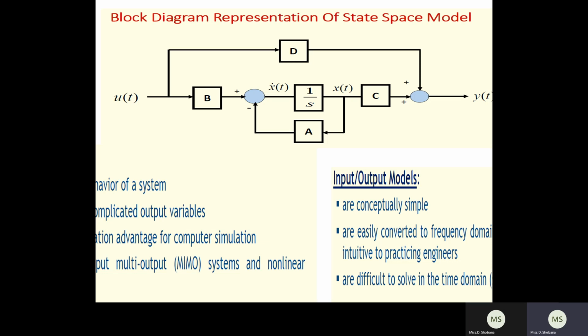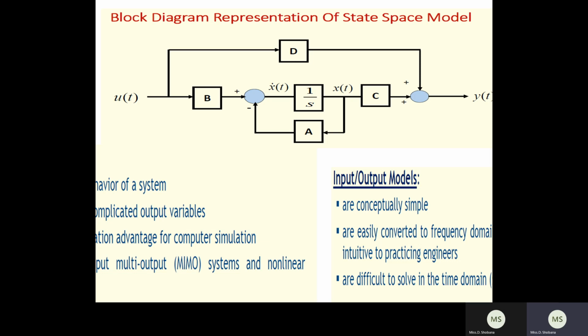So the summer output is nothing but x dot of t. The summer output is nothing but the addition of two signals. One signal is coming from B, the other signal is coming from A. Therefore the output from block gain A is nothing but A into x of t. Output from block gain B is nothing but B into u of t. If you add these two, you will get x dot of t. That is your state equation.